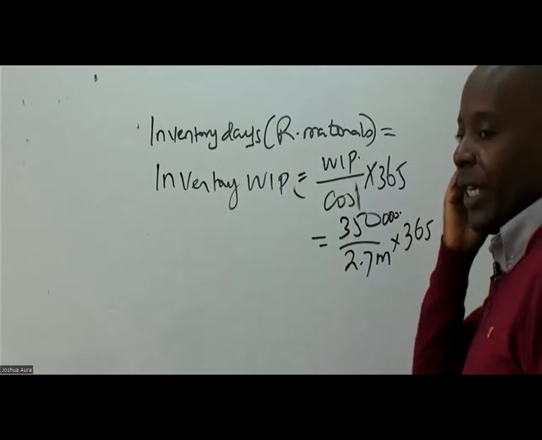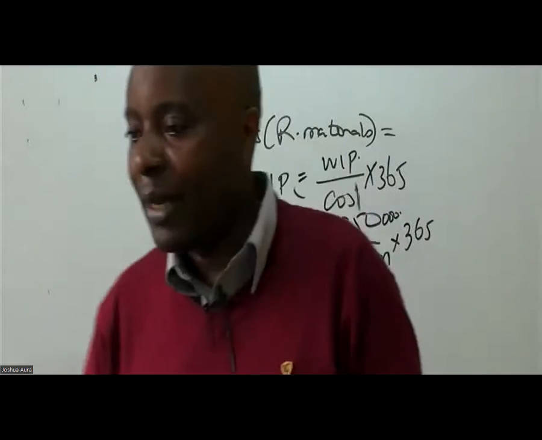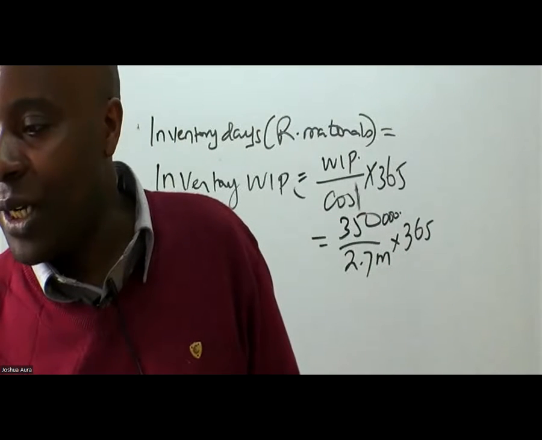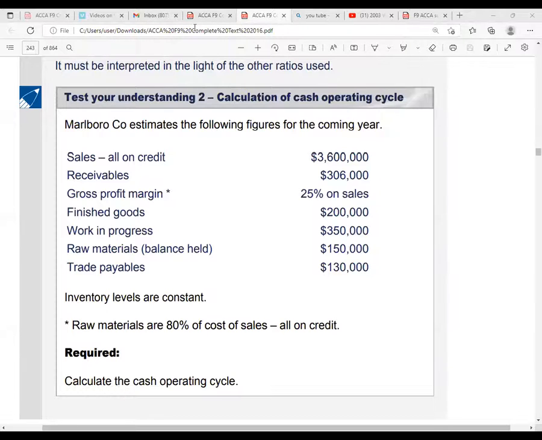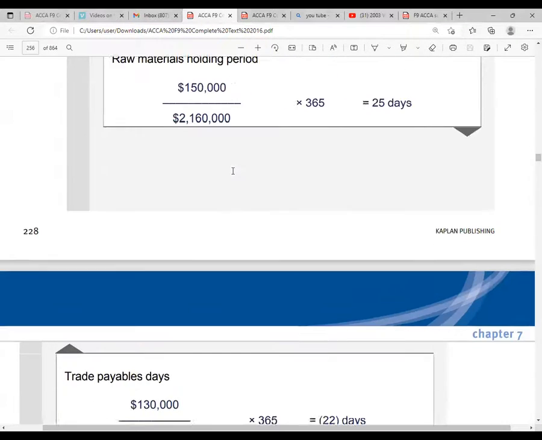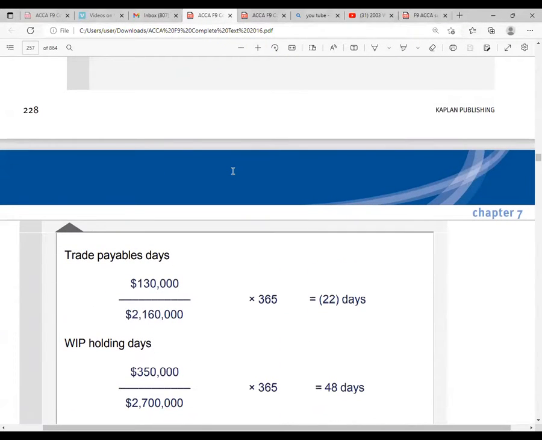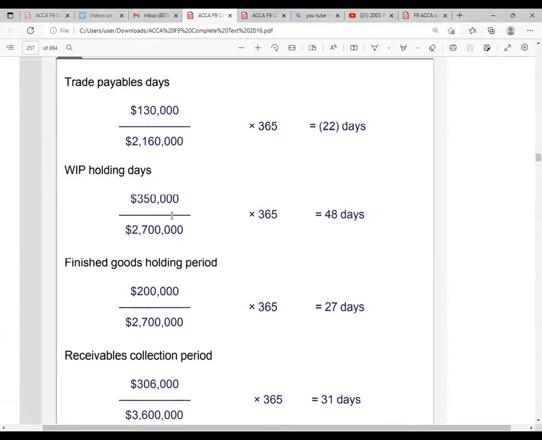So can somebody give me the number of days here? Naomi Kanana tells me 47 days. So 47 days, ladies and gentlemen, for work in progress. 350 divided by 2.7 million times 365, with a rounding off error, is 48 days. Thank you so much. Now from there, come and give me the one of finished goods.